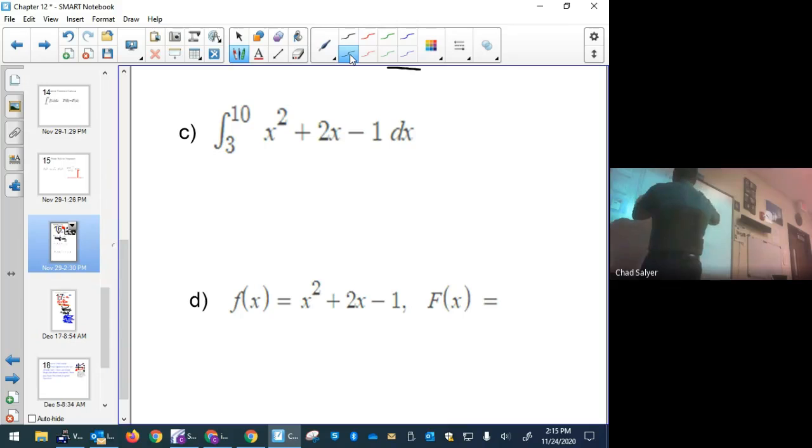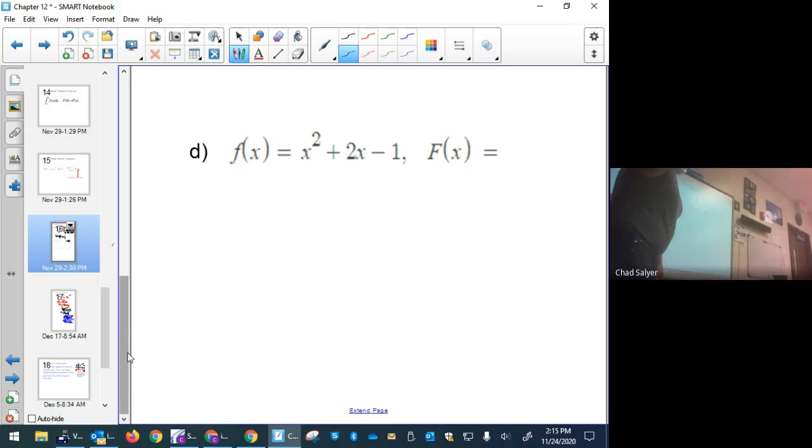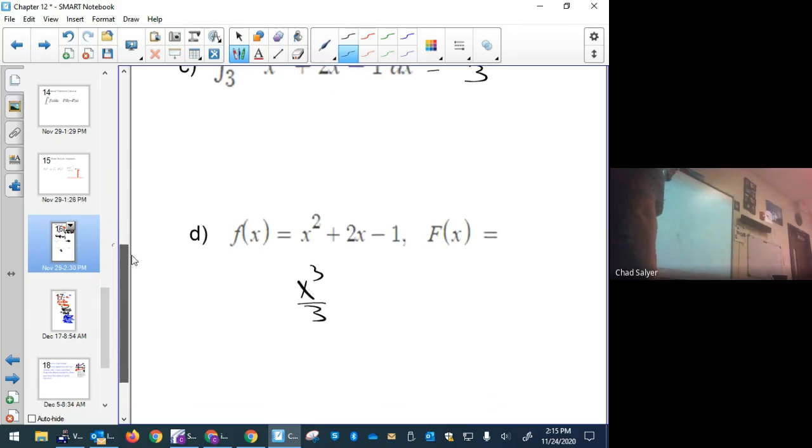Okay, Bryce, what's my solution to part C? 1225 over 3. Excellent. Everybody see why that's the case? And then for the indefinite integral, what do you think, Elizabeth? So it's going to be the same as the expression you used here, but plus c.